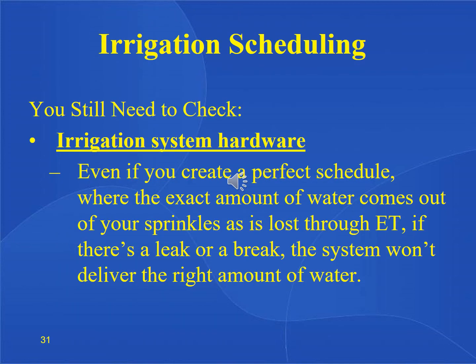So after you do all this and dial in your system to replace the amount of water lost through ET, you can create this perfect irrigation system. But even if you do, there's a leak or a break in your system, then all of that efficiency will be lost.